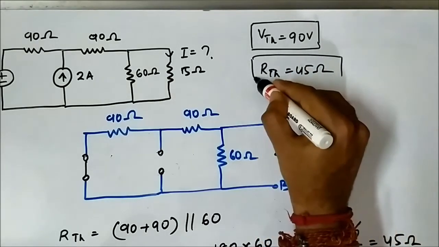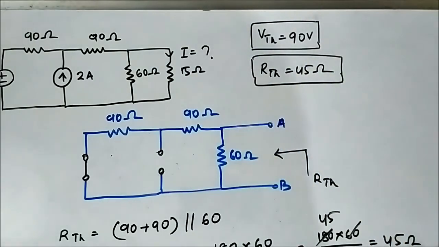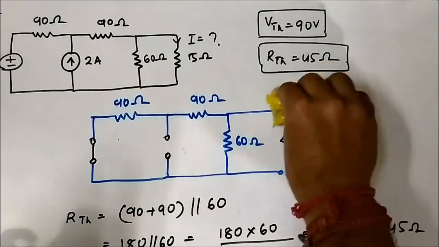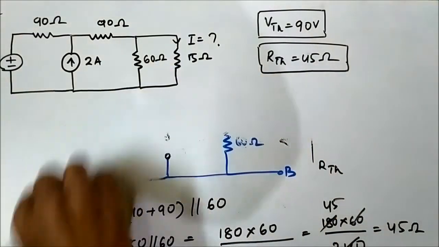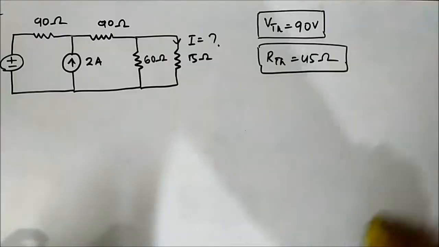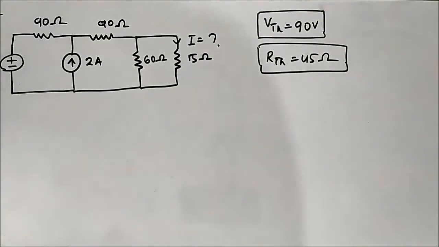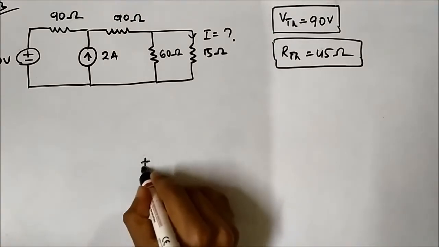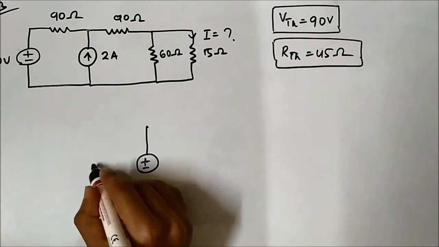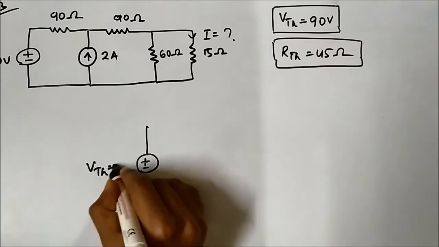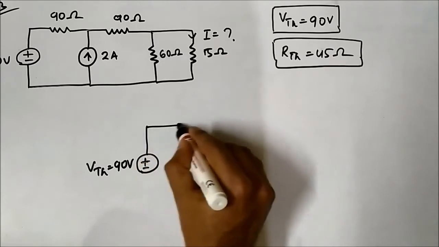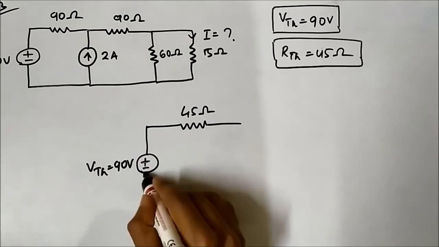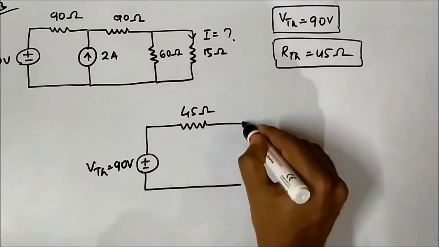Okay, so we have determined both VTH and RTH across the 2 points of the 15 ohm resistor. We removed that. So now we can draw the equivalent Thevenin circuit. The equivalent Thevenin circuit will be VTH 90 volt, RTH 45 ohms, across these 2 points.